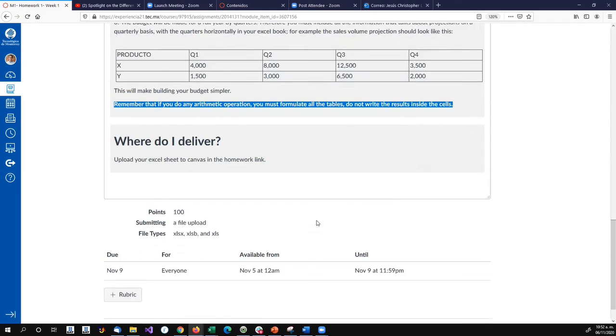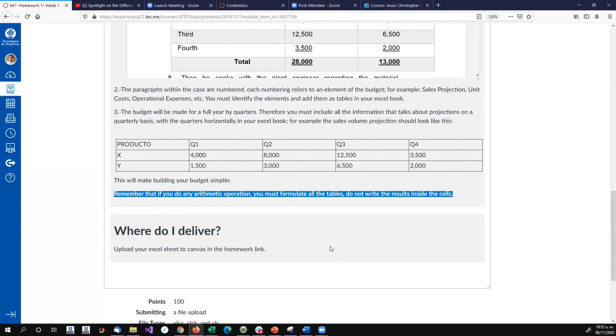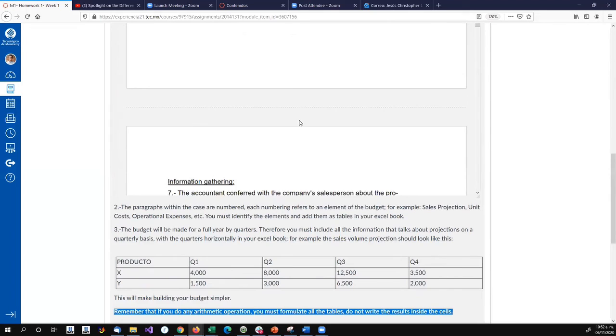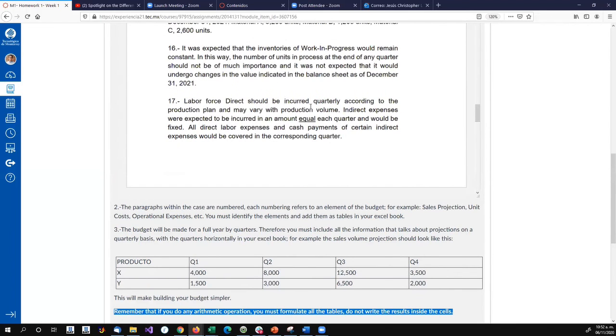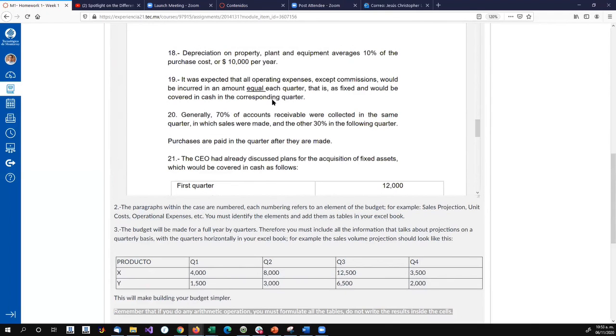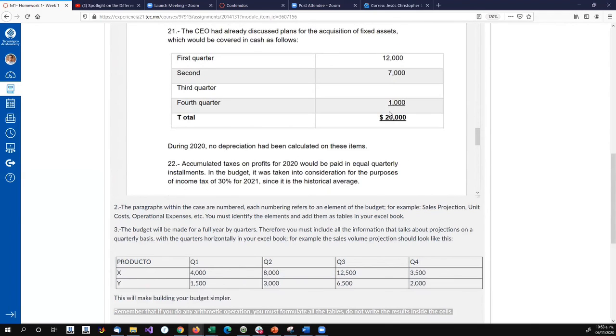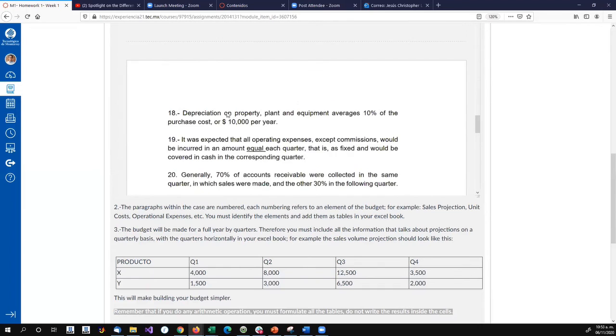Professor, is there enough information for each paragraph? Yes, yes, there is enough information. Each paragraph has information to, for example, look, this one says labor force direction being incurred quarterly according. This information is for receivables, all right? This is for how you are going to collect your sales. Okay. You see, what else? So the CEO had already this capex. This is an investment budget. You see, there is a lot of information. Each paragraph has the information.